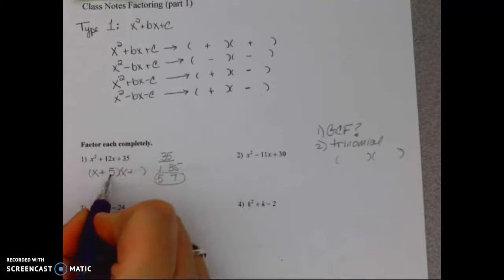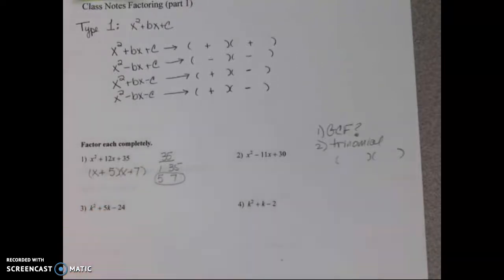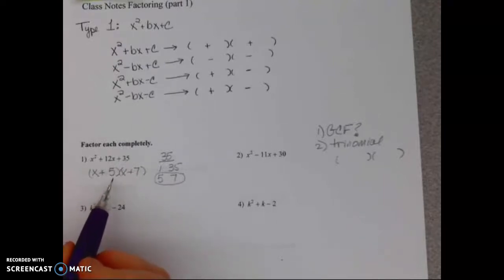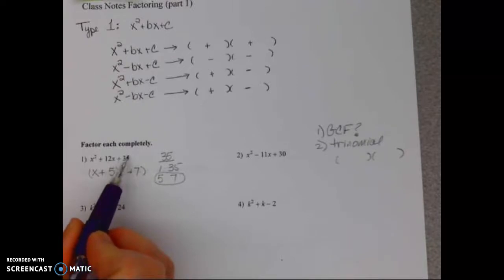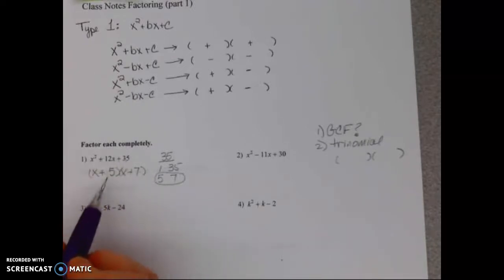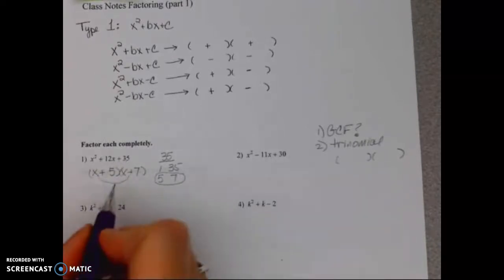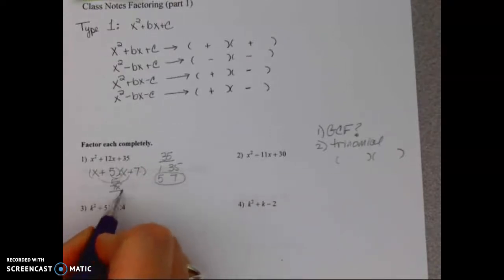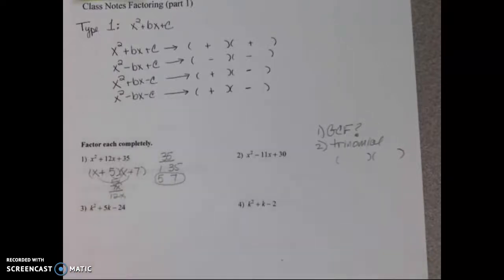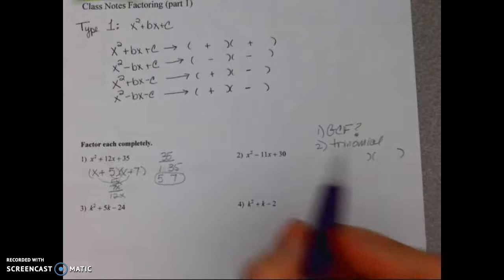So you put the 5 and the 7 in the parentheses. And then you check. Does it work? If you FOIL this, x times x is x squared, 5 times 7 is 35, and then you just check the middle term. X times 7 is 7x, 5 times x is 5x. When you put your like terms together, you get 12x. It worked. Yay! Let's try another.